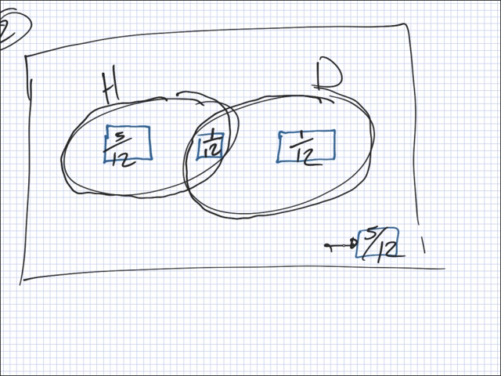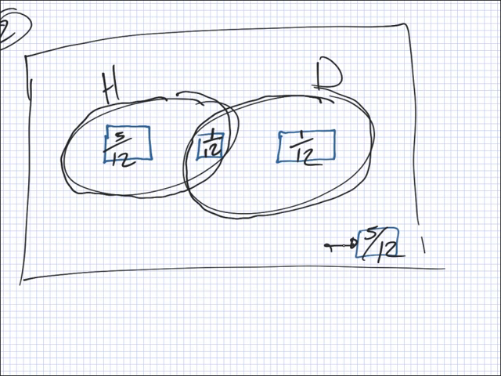So now let's go on to number three as another example. What's the D-dash? D-dash is not getting the six. What's the probability here of not getting the 6? That would be 10/12, which is 5/6.